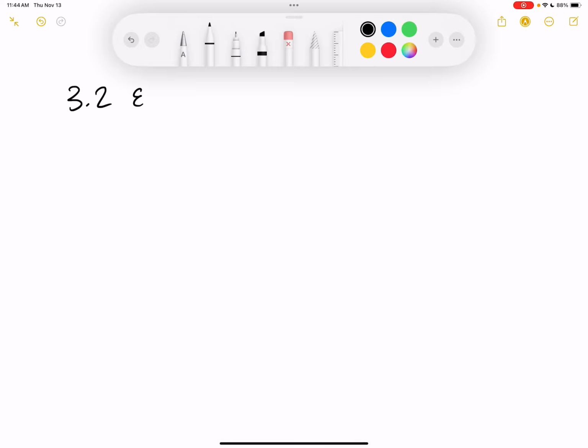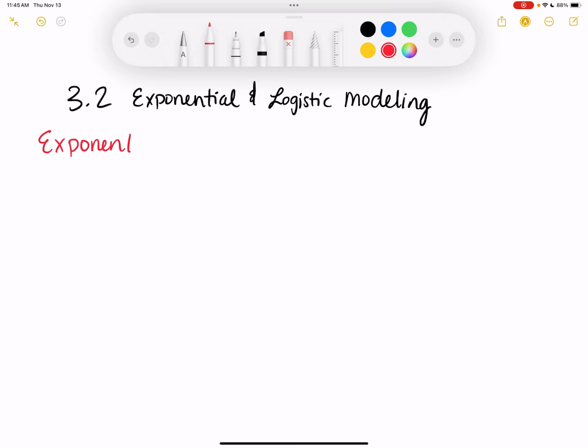3.2 exponential and logistic modeling. Okay, so as y'all pointed out, there really weren't notes for this section, but there is one thing, but we're just going to write it here. The exponential population model.